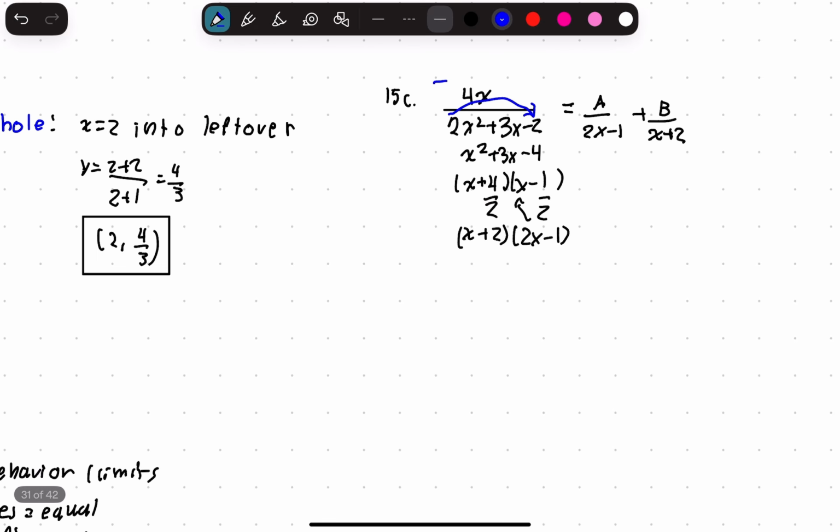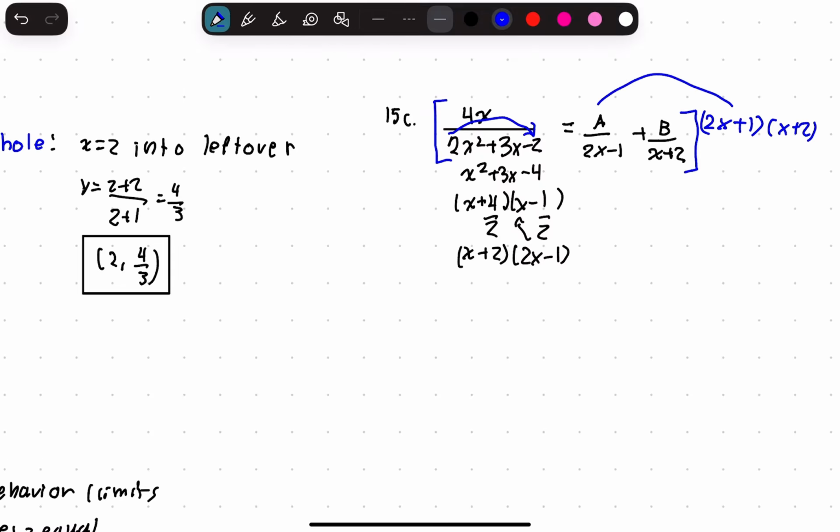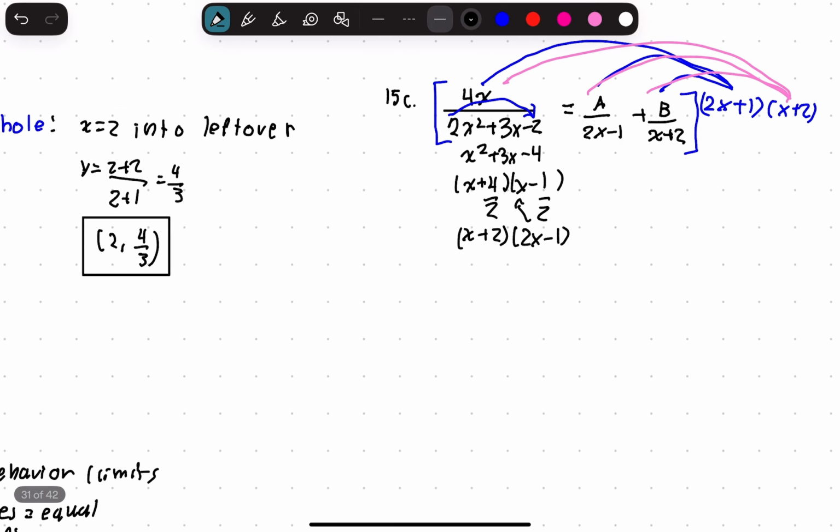Now we can multiply both sides by 2x minus 1 and also x plus 2. So now after this, we have to distribute these to everything, and also this as well, you have to distribute this. And then things will cancel out respectively.